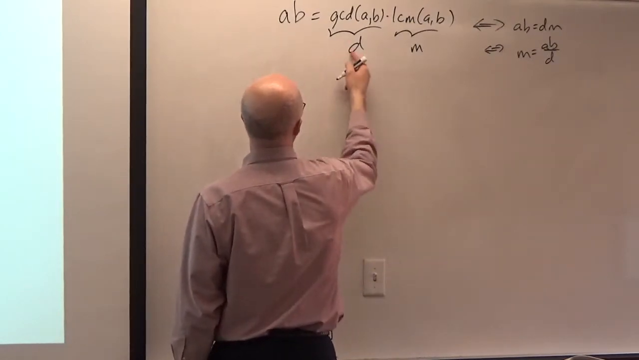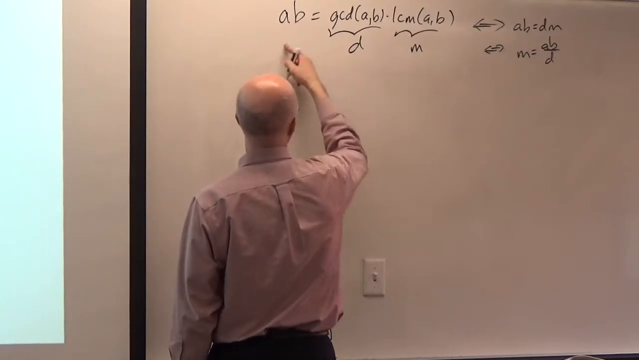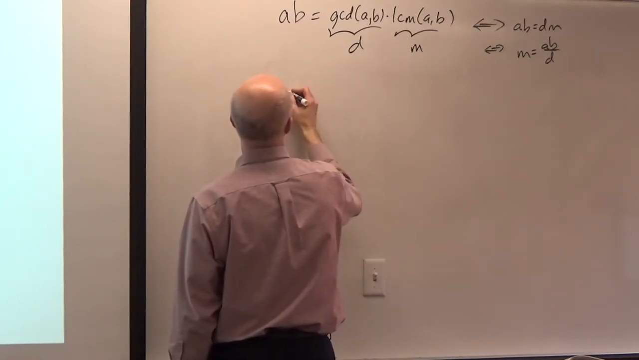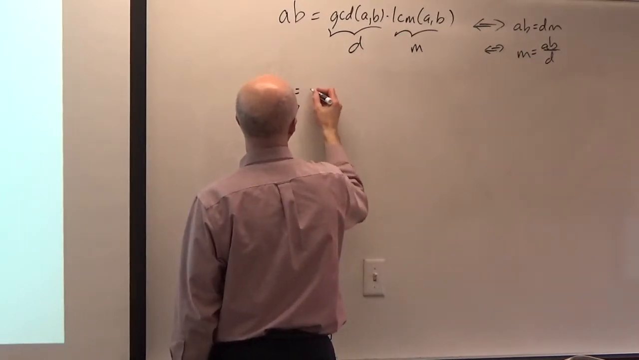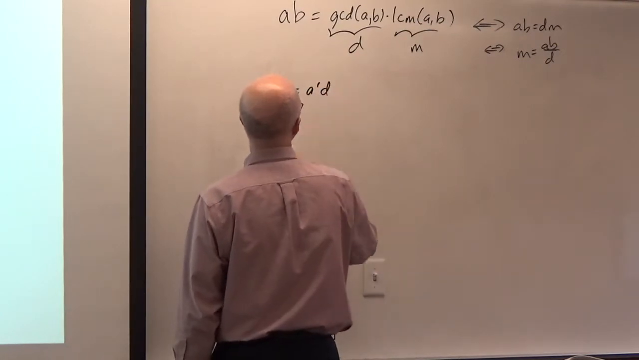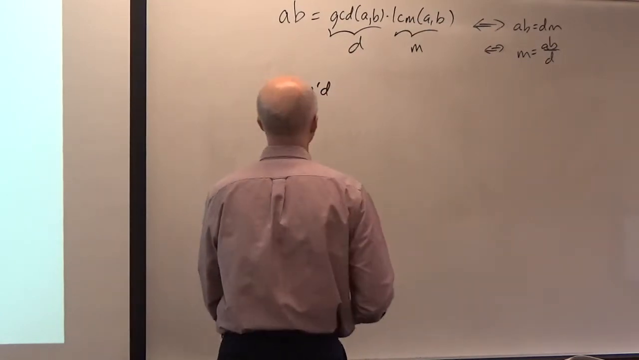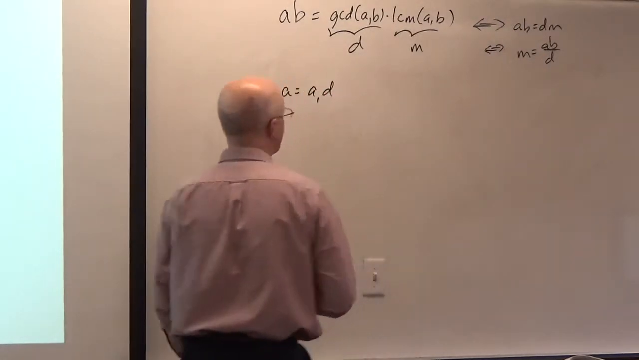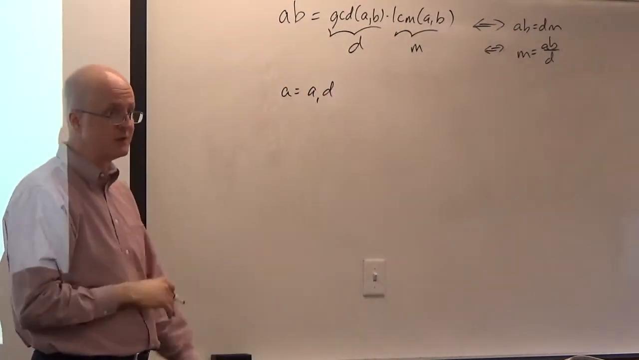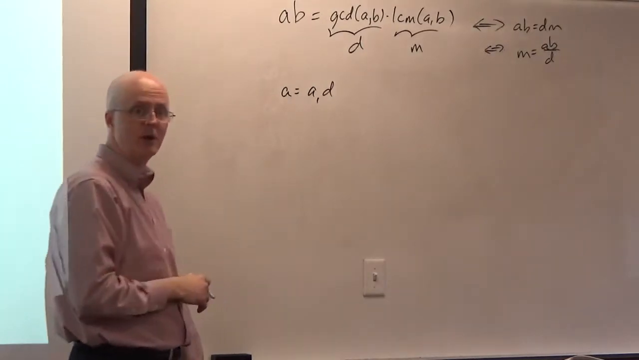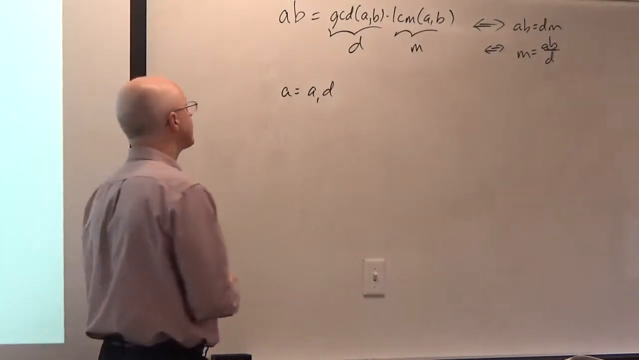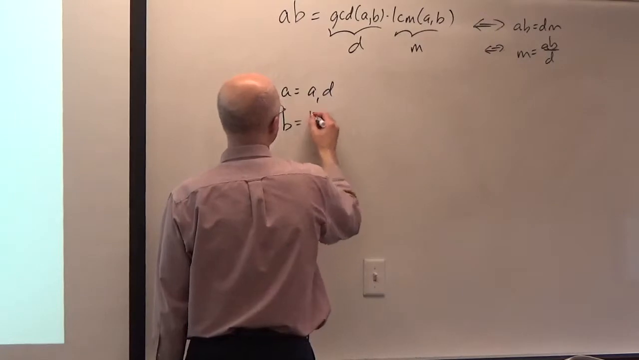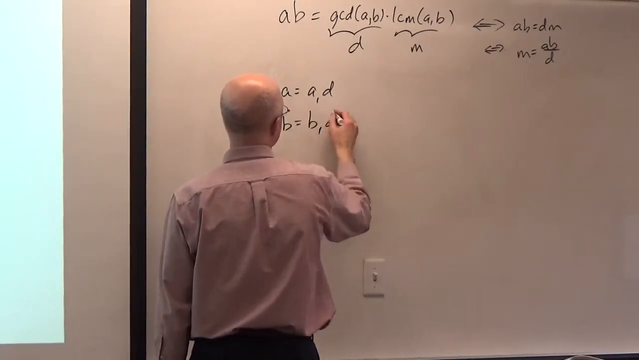D being the greatest common divisor means D is a divisor of A and B. So for example, A would equal, say, A prime times D. Well, let me use a subscript. Let's say A1 times D for some number A1. By the way, these are integers here, so multiplication would be commutative. And B would be some other integer B1 times D.